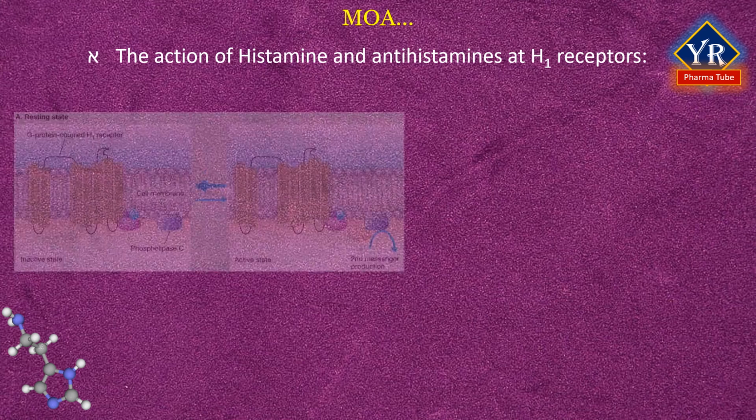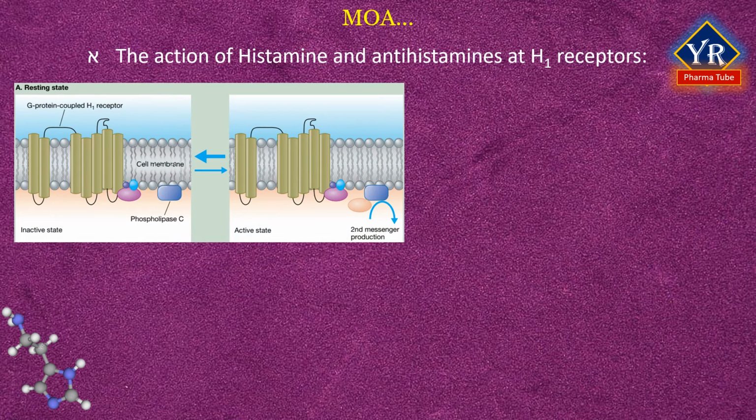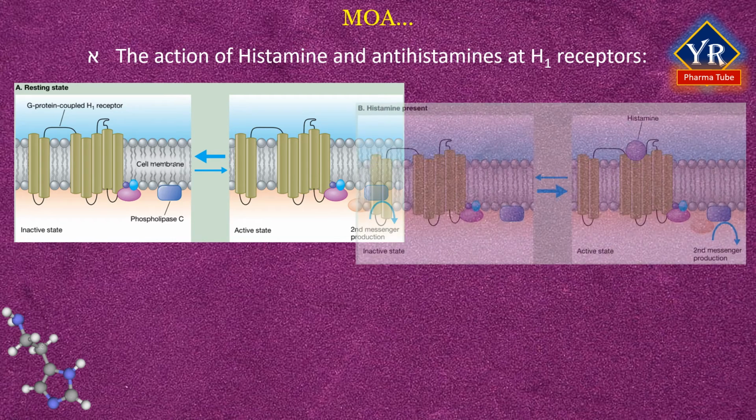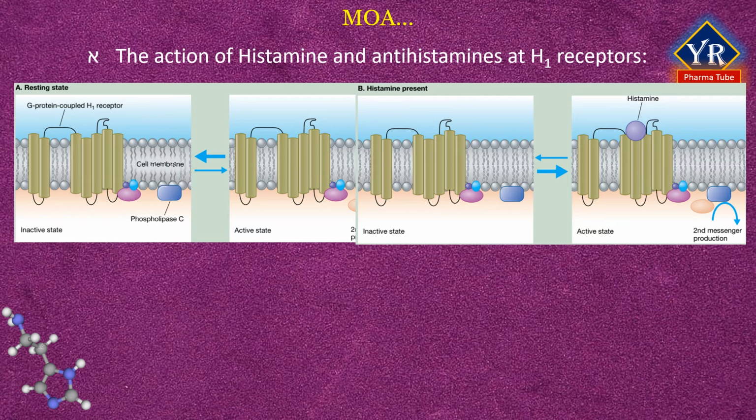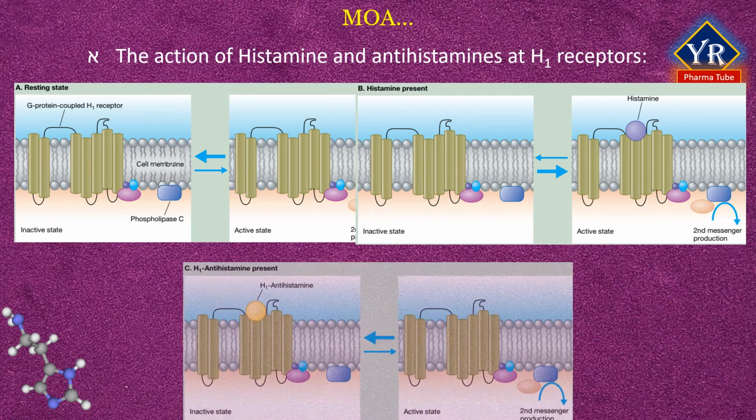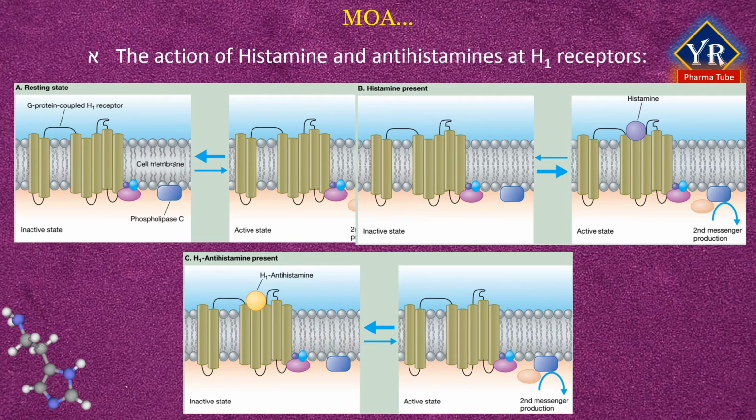With respect to the antihistaminic activity, at the resting stage, H1 receptors in a tissue are thought to be in an equilibrium between the inactive and active state. In other words, there is some degree of constitutive activity associated with these receptors without the presence of histamine. The presence of histamine in the tissue shifts the equilibrium towards the active state. In the presence of an H1 antihistamine, the equilibrium shifts towards the inactive state.